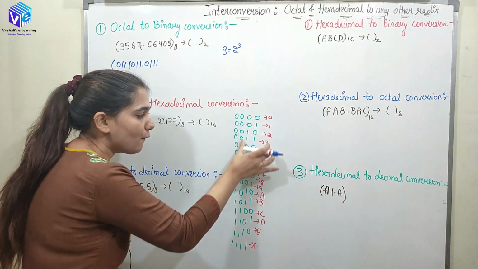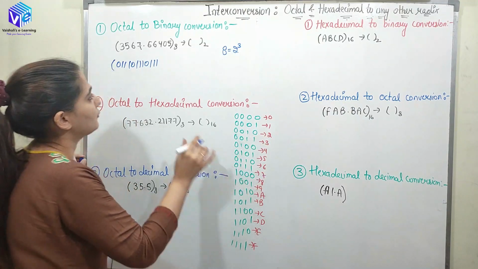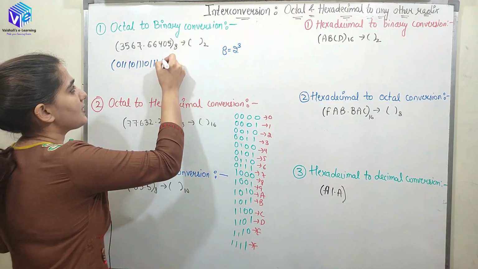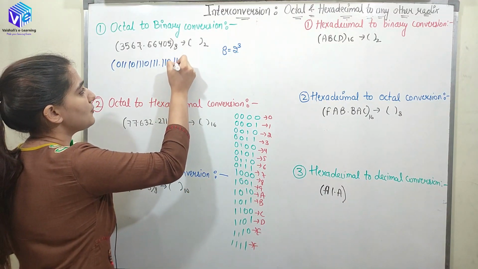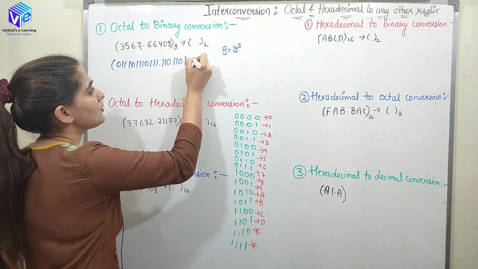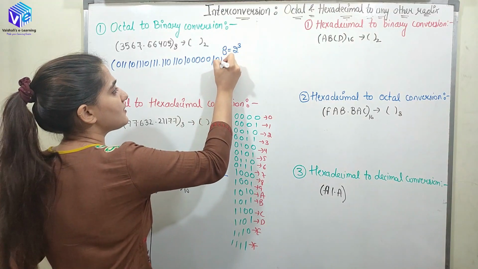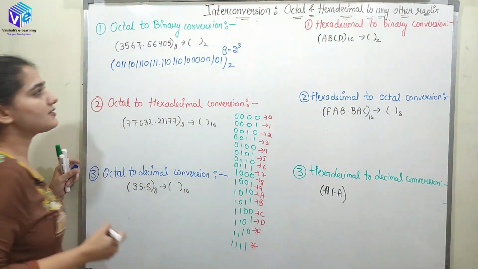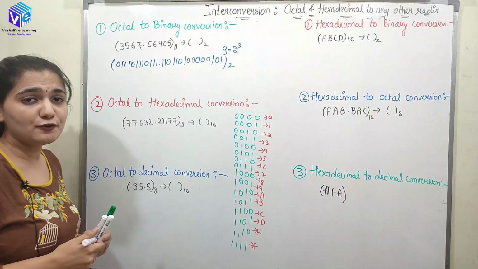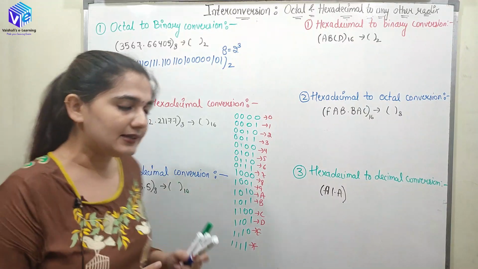You have to see only 3 bits, and you have to see up to 7 only. Then again we have 6, which is 110, then again 110. Then 4, which is 100. Then 0, which is 000. Then 5, which is 101. And this is how I have simply converted from octal to binary. So the binary conversion is really easy.